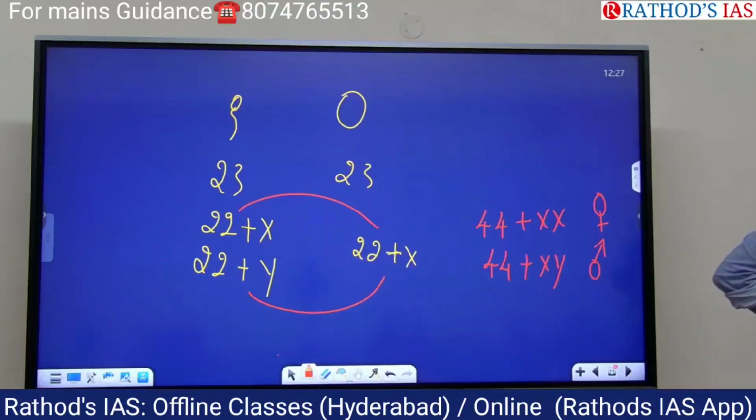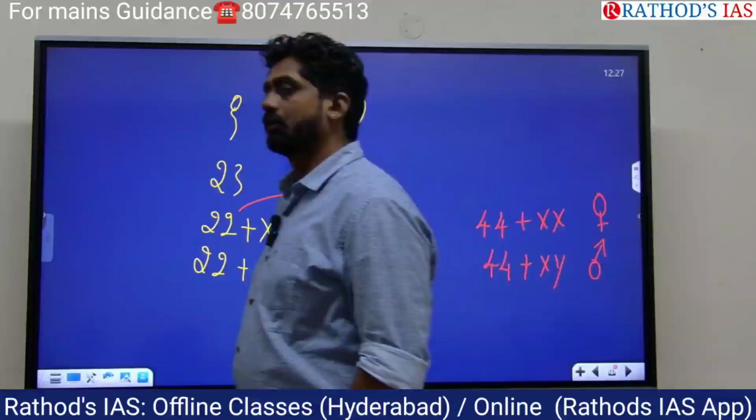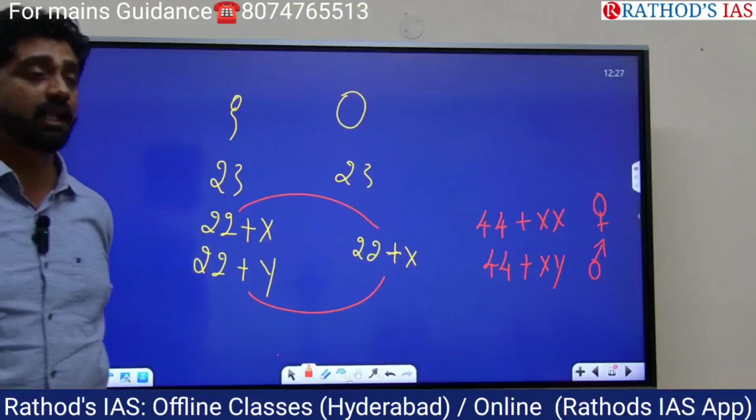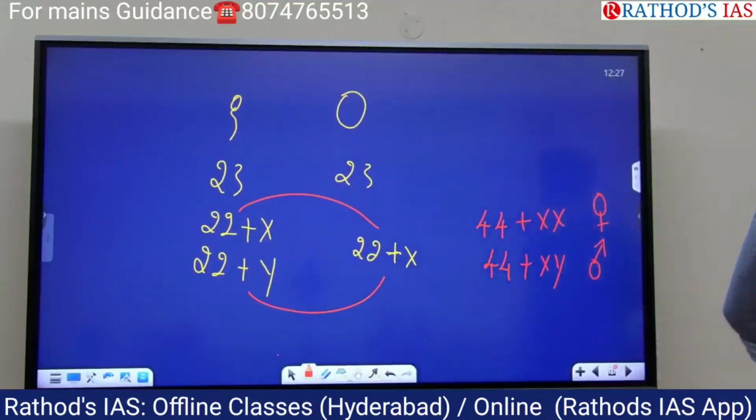So who decides the sex of the baby? Father, not the mother. Not at all. Mother is not the contributor. Father is the one who decides the gender of the baby. Okay. But there are exceptional conditions, unfortunately.